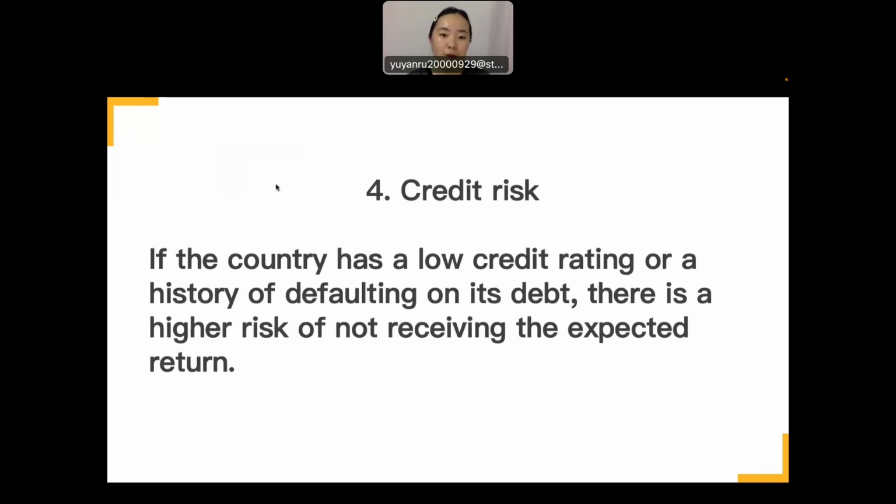So, for the fourth point, assess the creditworthiness of the country issuing the bond. As we can see, if the country has a low credit rating or a history of defaulting on its debt, there's a higher risk of not receiving the expected returns.